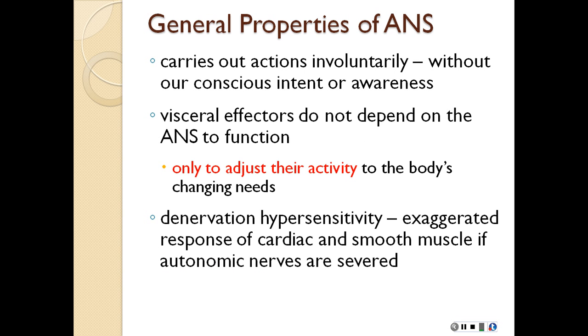Visceral effectors do not depend on the autonomic nervous system to function. That's another key. Think of what that means. Visceral effectors. So again, what are we talking about there? Right, so those smooth muscles and cardiac muscles do not depend on the ANS to function. What does that mean? So we're saying that the ANS has some effect on those. But exactly. So if you cut off all the autonomic nerve supply to those organs, such as the heart, it still beats. It's just going to beat out of control.